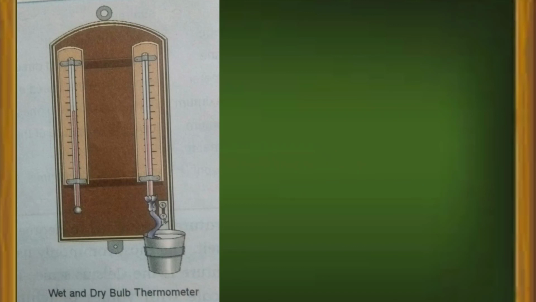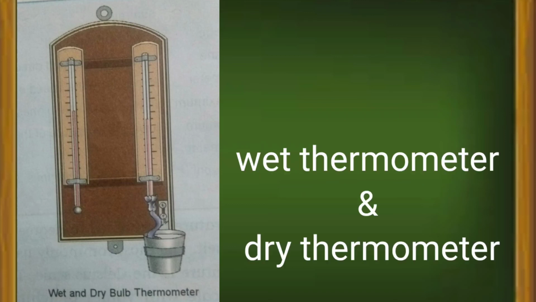If the temperature of the wet bulb thermometer drops down, this means humidity is less. And if the temperature of the wet bulb thermometer does not drop much, it means humidity is very high.